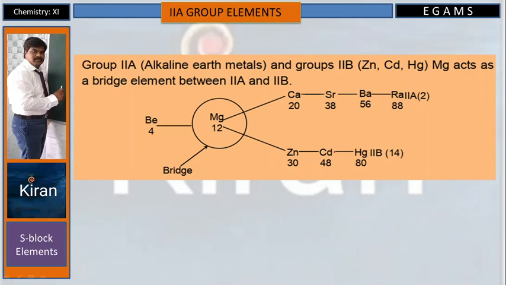So this is the second B group, and this is alkaline earth metals, where magnesium acts as a bridge. It means these two have similar characteristic properties. Here these are transition elements, these are transition elements. So magnesium has similar characteristic properties with alkali metals as well as second group elements. Hence magnesium is known as a bridge element.